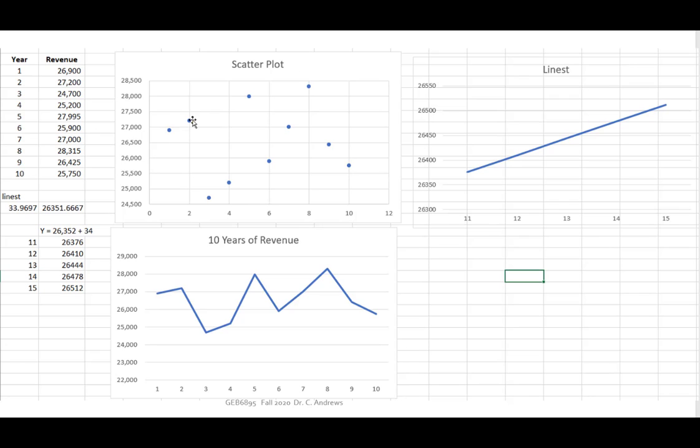Okay, so there's your 1, your 2, your 3, your 4, your 5, your 6, your 7, your 8. This is the actual line. This is what it looks like. So it's like, oh boy, what am I going to forecast this as? What would this be? Because you're actually fitting a line between these points. Okay, so this is what LineEst came up with. That's the function. The intercept is 26,352. And then the dependent, we're going to add another, say, 34 units for each year.